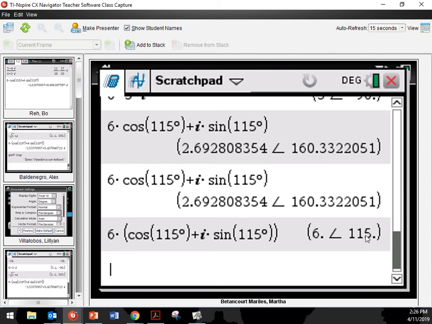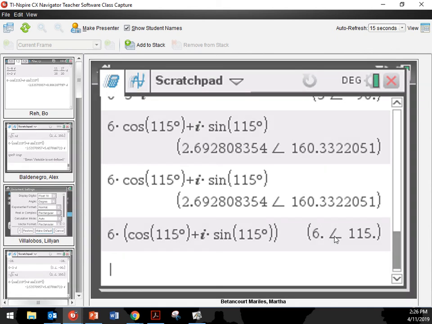Okay, see this answer right here? That says that you're still in polar. Go to document, 7.2. And what mode do I need? Rectangular. Please change that.